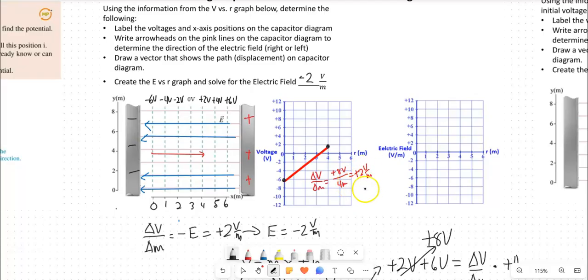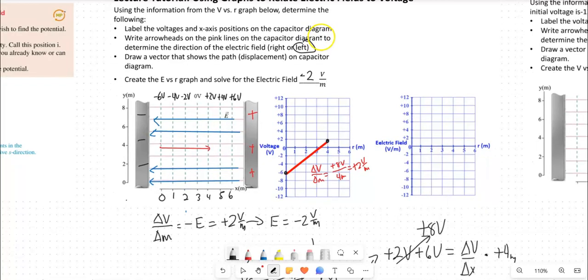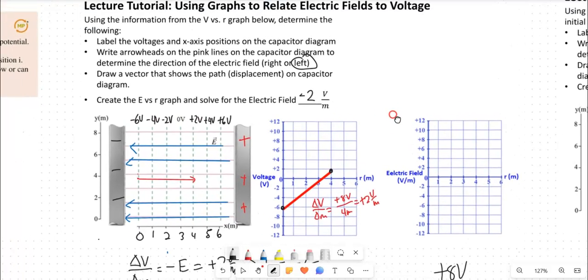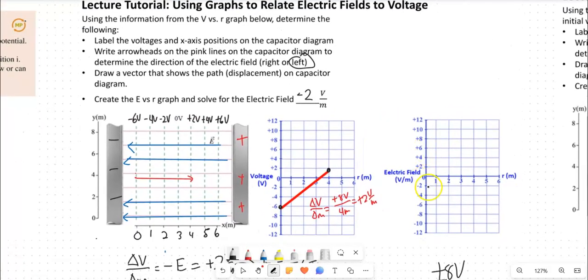Whatever sign this works out to be, it's opposite day. So this is going to work out to be a negative 2 volts per meter. That aligns with the fact that our electric field has to be pointing to the left. Now let's graph it. All the problems that we're working on are constant electric fields, so this is going to be an electric field that is pointing to the left the entire time. There you go.